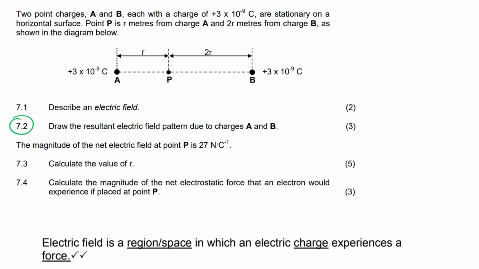This question: draw the resultant field due to A and B. Okay, so what we must understand is that if you have a positive charge, then the lines go away.